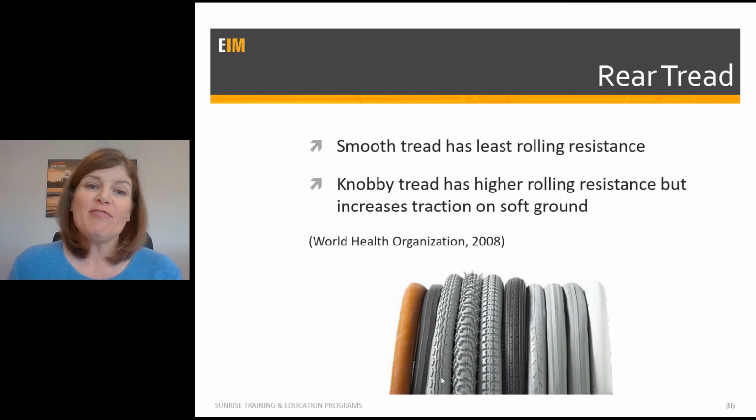Tire tread also makes a difference. So you can have a smooth tread that's going to have least rolling resistance on a smooth, flat surface. That's why if you go to an airport and you see these transport wheelchairs, they'll have no tread on that rear tire because that wheelchair is being used in an indoor environment. Now, a knobby tire is going to have the most rolling resistance, but it's going to be an appropriate choice for an individual who's using their chair in soft ground, in rugged terrain, to have that grasp in the different environments.